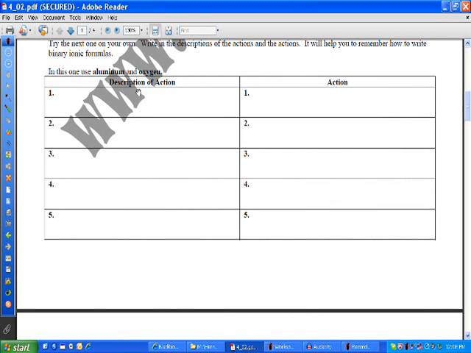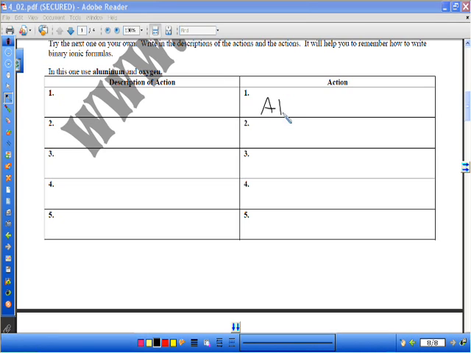Let's try the next one. So we have aluminum and oxygen. First step, find the symbol for aluminum, and it's got a +3 charge. Second step, to the right of that, write the anion, oxygen, and it's got a -2.